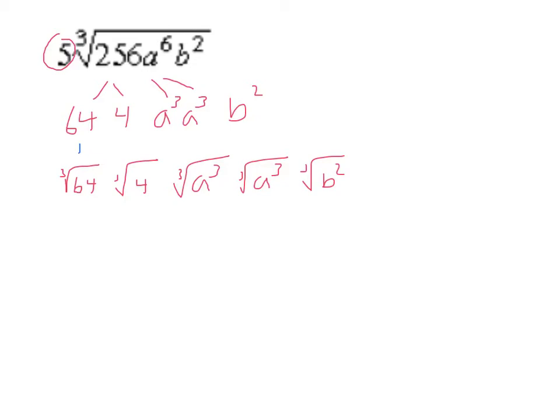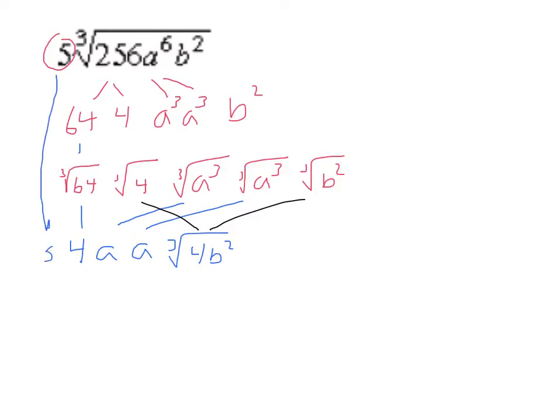Now we did this on purpose. We can cube root 64, and it is 4. We cannot cube root 4, but we can cube root a cubed. It's just a, another a, and these two are still in the cube root. So we have 4b squared. Now remember, we still have a 5 out there needing to be dealt with. So we end up with 20, and since there's two a's, we say a squared, cube root 4b squared.